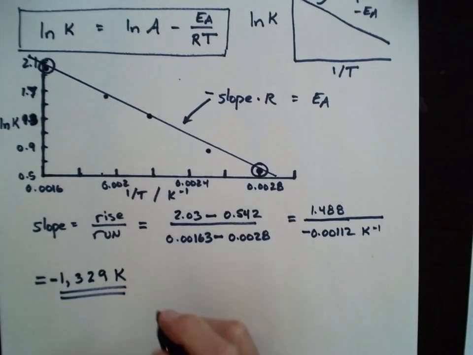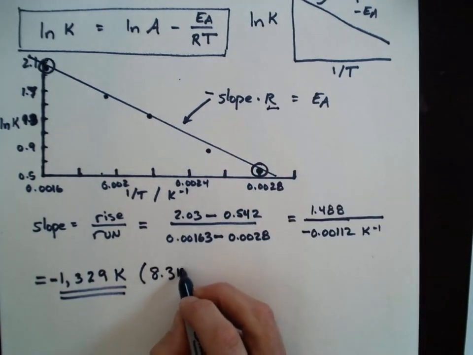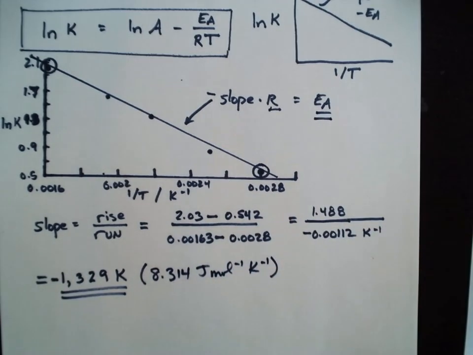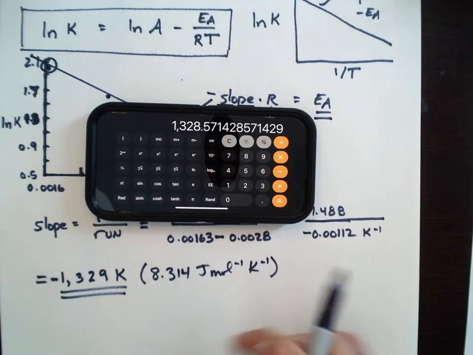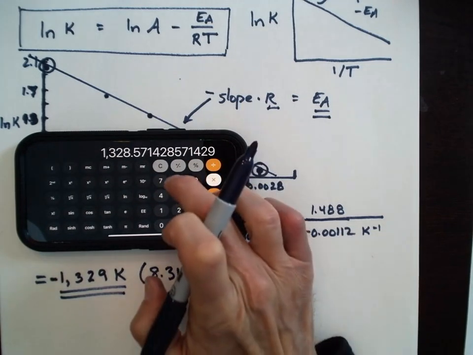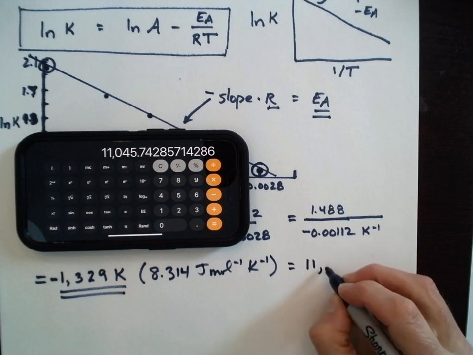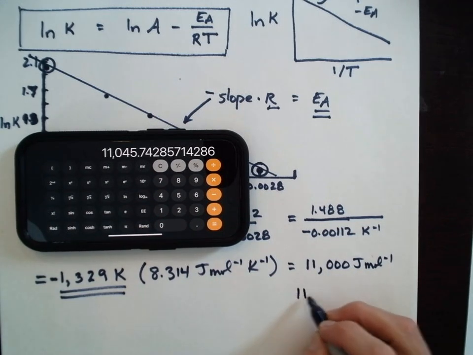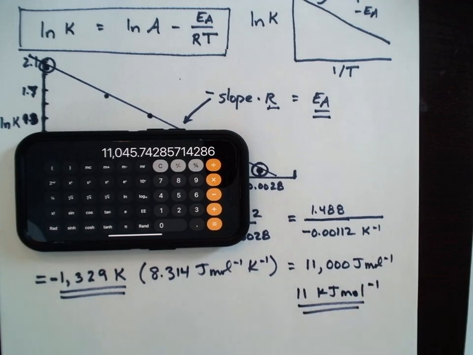Now, if we take this slope and multiply it by the physics gas constant, 8.314 joules per mole per Kelvin, that's going to give us the activation energy. We're almost home free. So I take this value here, which is ultimately negative. I'm going to take the opposite of it because we remember we take the opposite of it. So we're going to multiply this by 8.314. And we get 11,000, basically, joules per mole, which if we convert it, is 11 kilojoules per mole for the activation energy for this particular reaction.